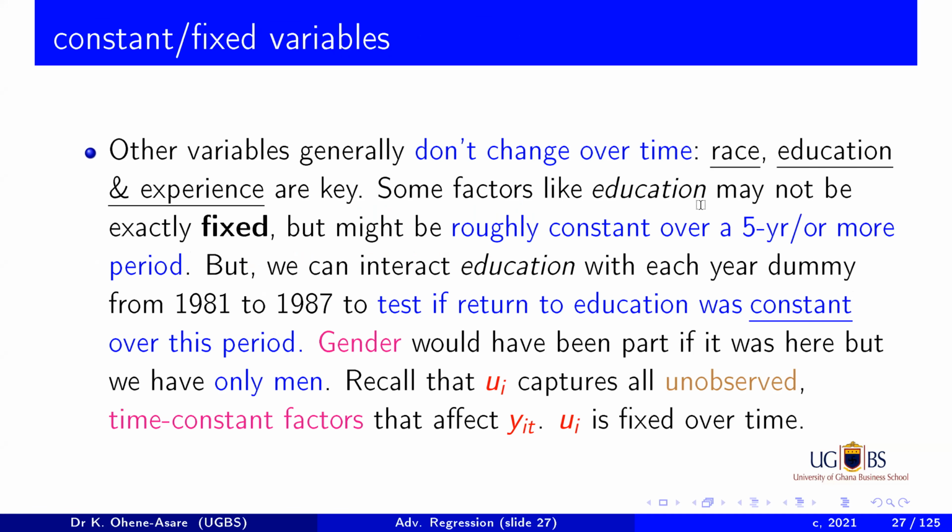And the next one is education. Now we said that education will be increasing over time, over a 5 or more year period. For example, every 5 years, it's possible that these people will go to school again. So we are going to consider education as fixed. Even though it can rise over 5 years, it is generally considered as fixed because once they enter the job market, the idea is that they are not going to go to school again. But we can interact education with a year dummy to test if returns to education was constant over the period. That is one way you can test.